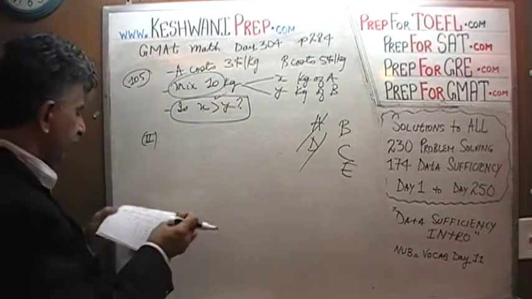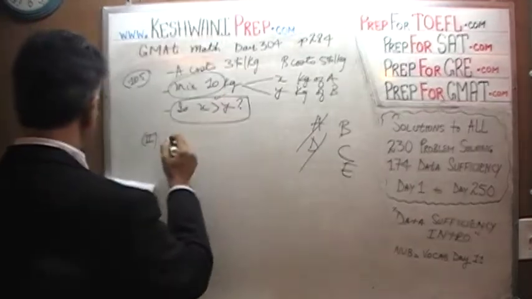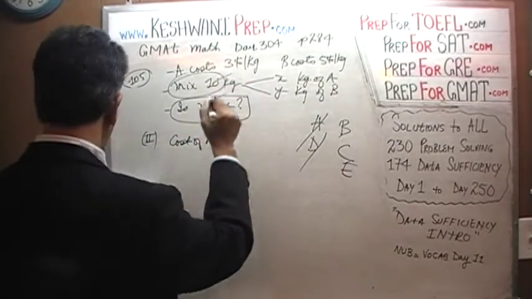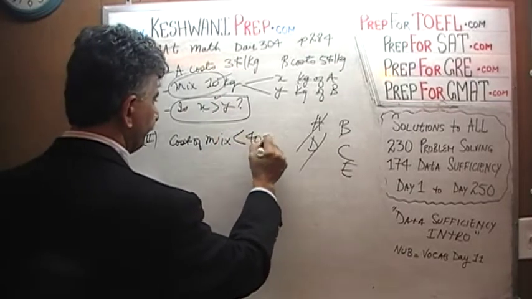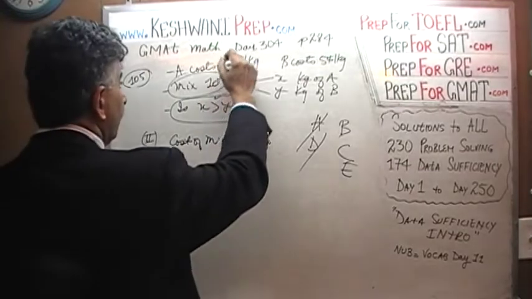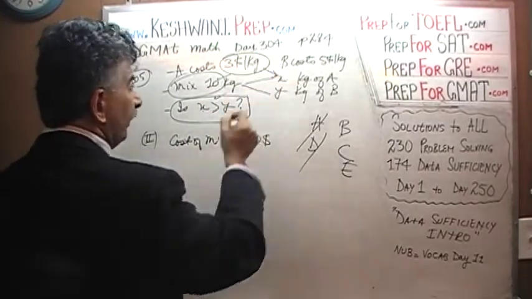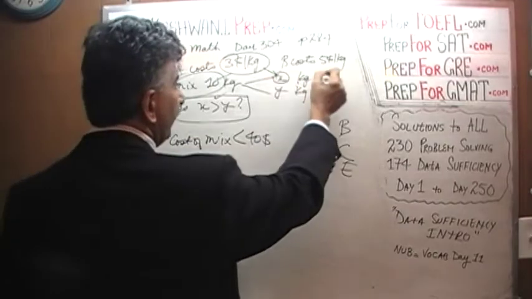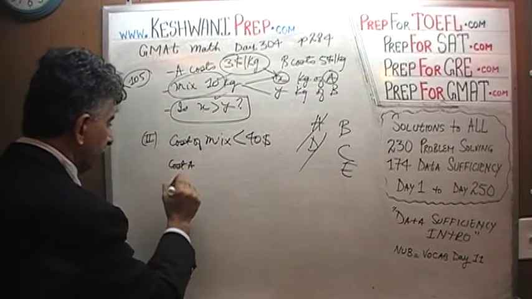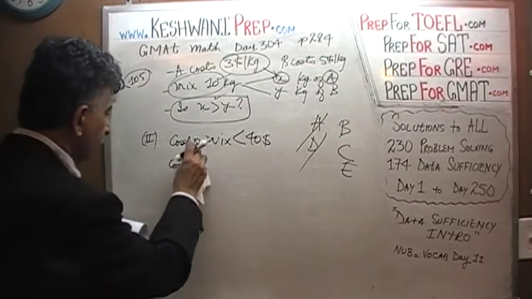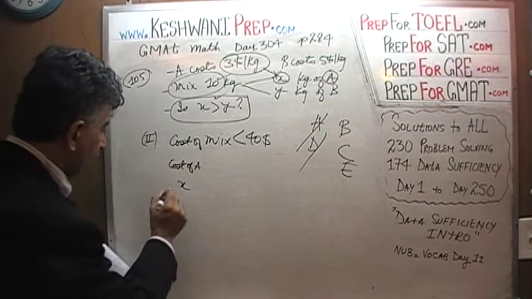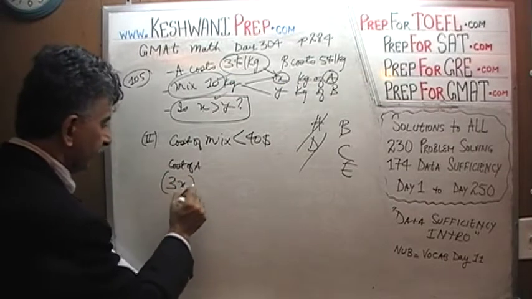The second statement tells us that the cost of the mixture, which we know is 10 kilos, is less than $40. Well, what would be the cost of the mixture? It's $3 per kilo for x kilos. We're buying x kilos of A, so the cost of A would be the x kilos that we are buying times $3. That's how many dollars it is.